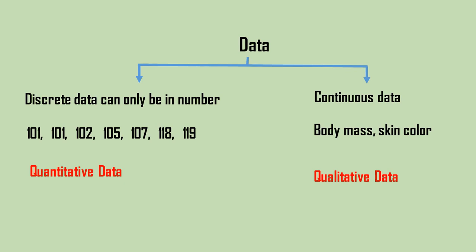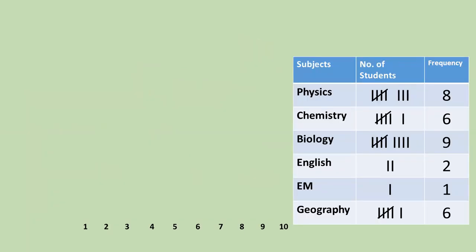While for a certain type of data in which quality is represented, for example, skin color or body mass, this is our continuous data. While this is qualitative data, whose reliability is less as compared to quantitative data. We can also represent this data in a frequency table and a tally chart.